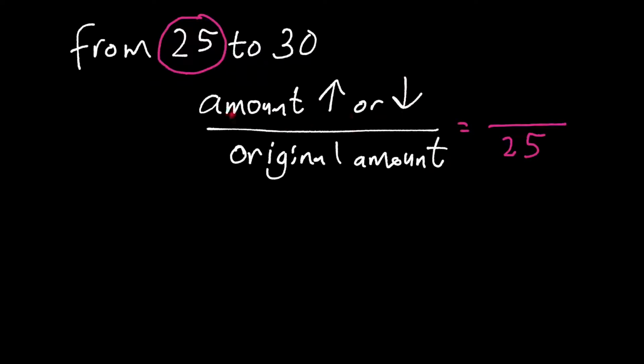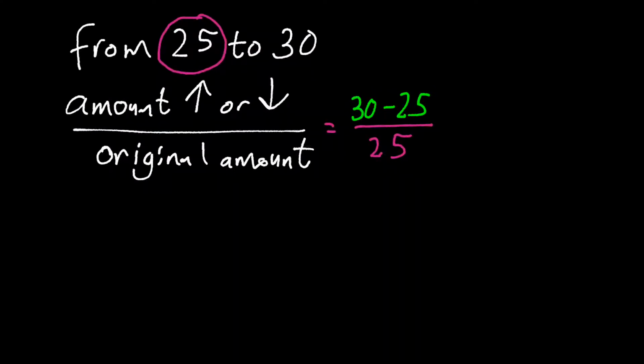Now, to find our amount increased or decreased, we are going to do subtraction, and we always take the bigger number and subtract the smaller number. So I have 30 minus 25. So now we have it mostly set up. All we have to do now is move it off to the side and simplify. So 30 minus 25 is 5 over 25, which gives us the fraction of 1/5.